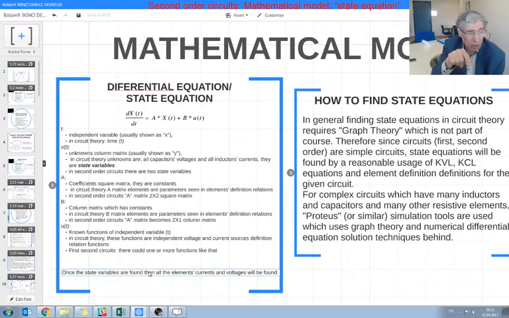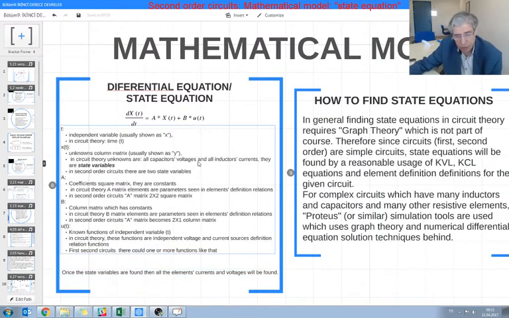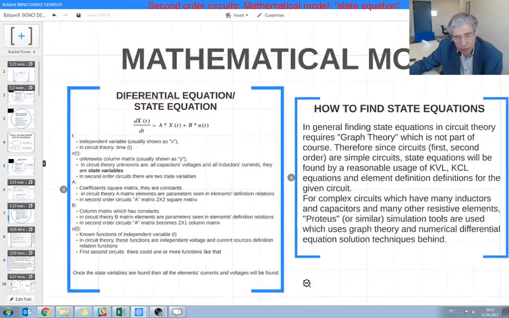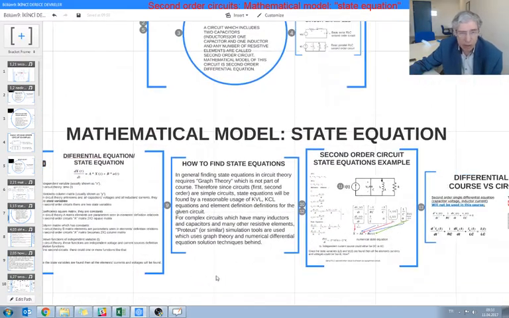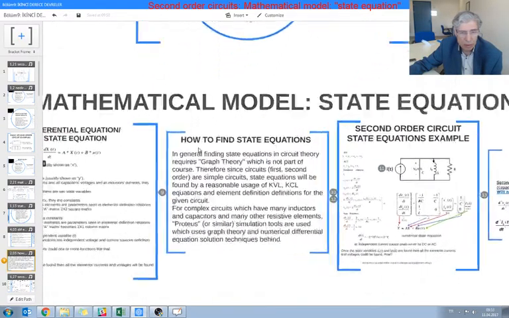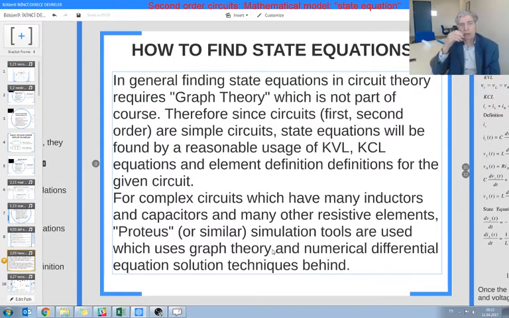So that's similar to this one. In here we are saying if you find the state variables, in our case second order, the inductor current and capacitor voltage, then you can calculate all the other elements' currents and voltages. So we said what the mathematical model is. The next step is how we are going to find this mathematical model. So we've got to give an explanation here.